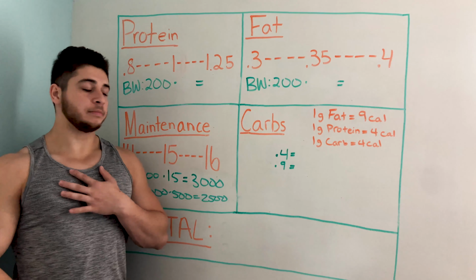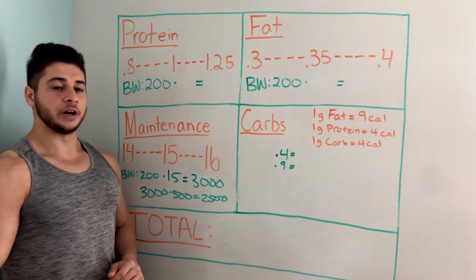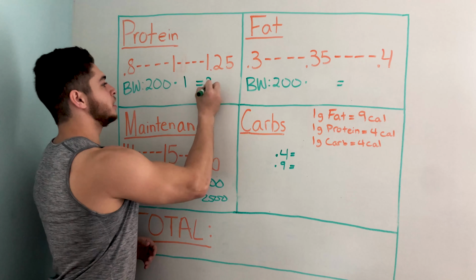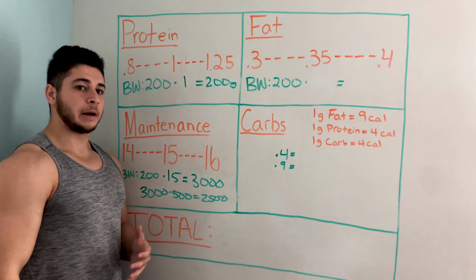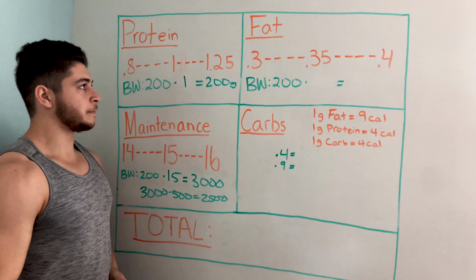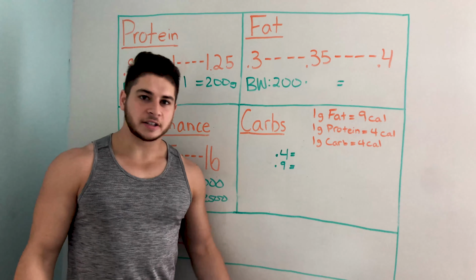So I'm going to personally multiply my body weight by 1. So 200 times 1 is 200 grams of protein. So that's how many grams of protein I'm going to be consuming throughout the day. Now, as far as fat, it's honestly off of preference.